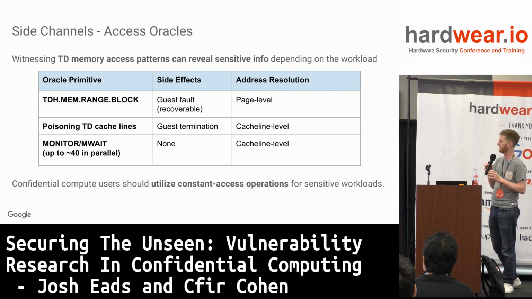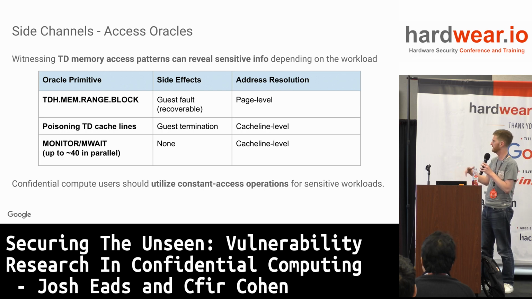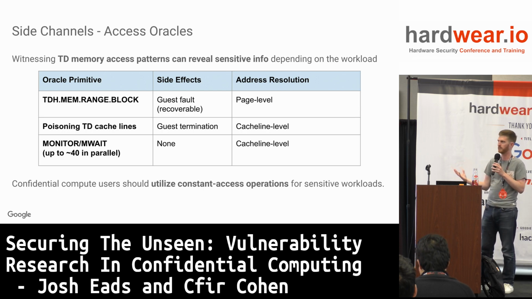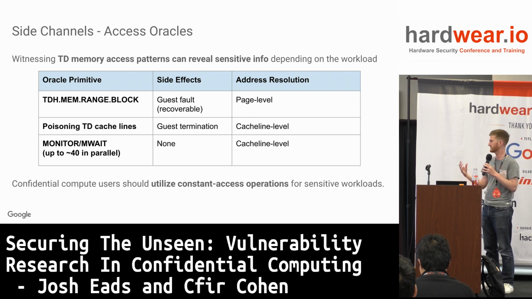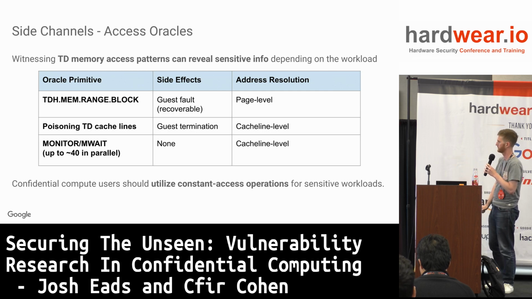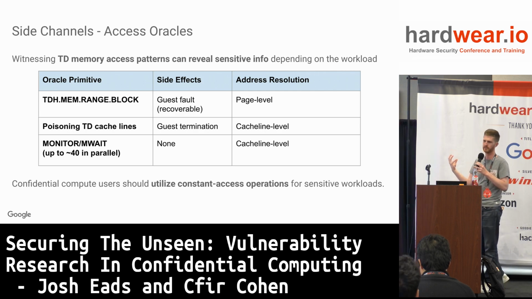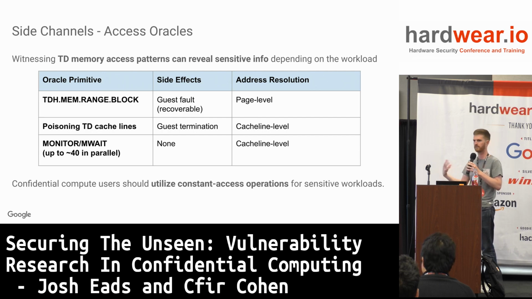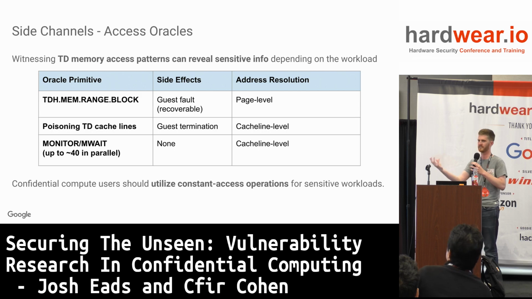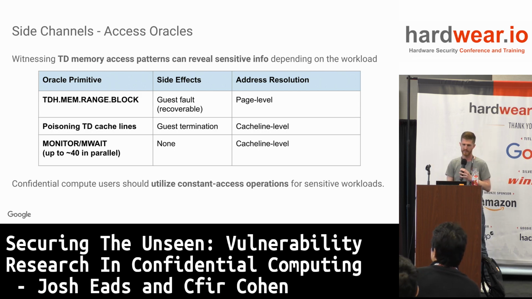So the first one, I think Cfir mentioned there was something similar in SNP. You have a way where you can basically unmap memory and block memory access from the TD. This is TDH mem range block. TDH stands for TD host. So this is a host side API the VMM can make to the TDX module to basically remove a page from a TD. Of course, the TD then goes and uses that page, and there's a fault. It's recoverable, but we get page level granularity resolution here, so we know that the TD used that page, and maybe there's some sensitivity. Given some more information about the TD, you might be able to start deducing what happened.